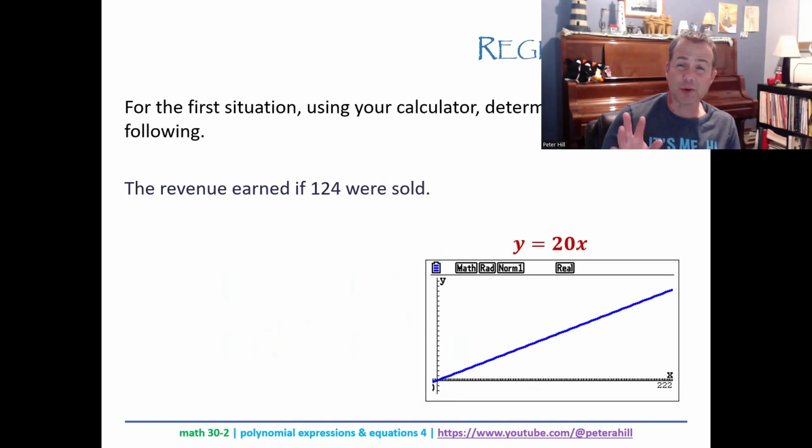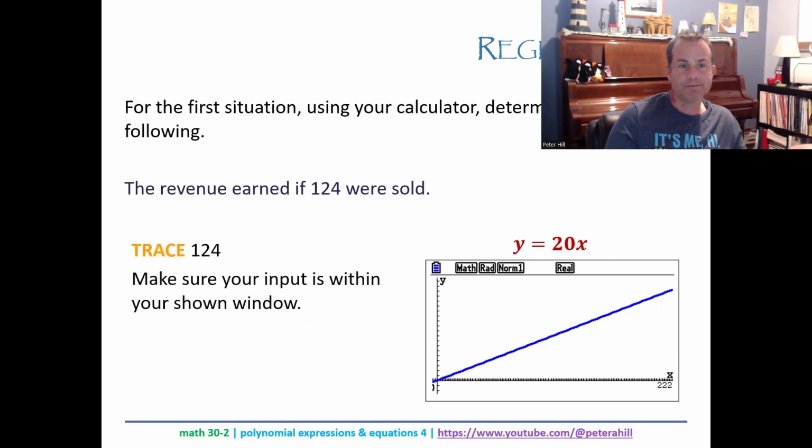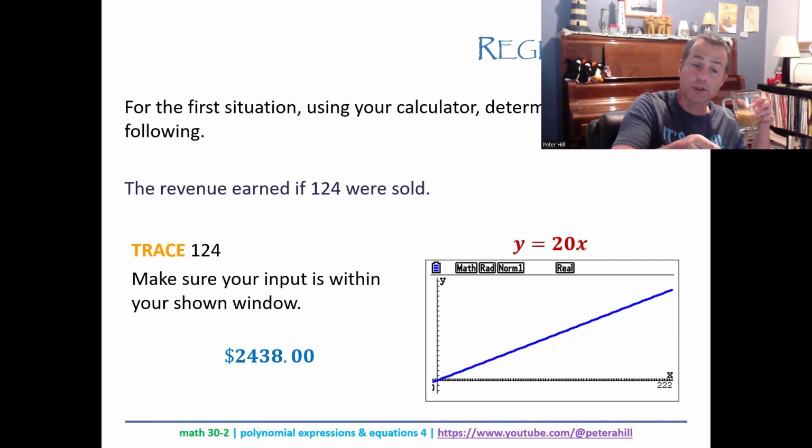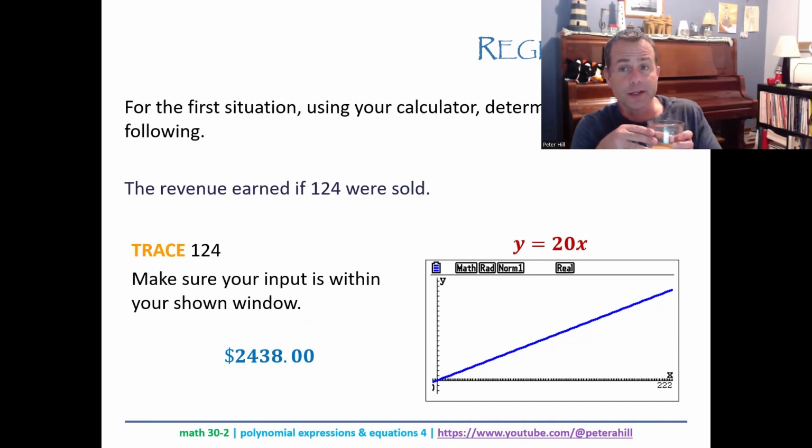For both Casio and TI, all I've got to do there is use the trace button. So I just press the trace button and then type 124 and hit Execute or Enter. And then that should give you 2,438. So that's telling you when X is 124, your Y value will be 2,438.